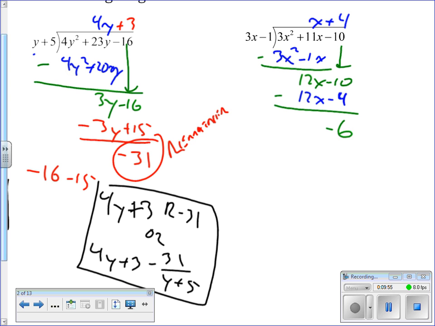So my final answer is x plus 4 with a remainder of negative 6. Or, alternatively, and I'm not going to do this every time, x plus 4 minus 6 over 3x minus 1. Either one of those, perfectly acceptable. Okay? Questions so far? Like I said, it's same algorithm, same steps as doing regular long division. You just got algebraic variables in there. Okay?